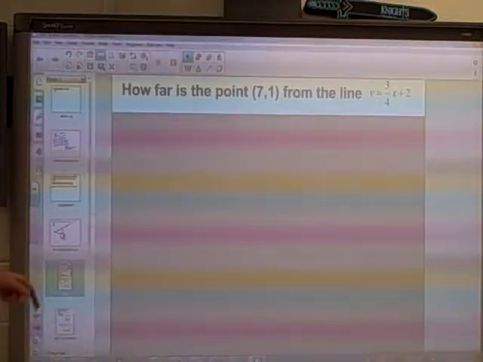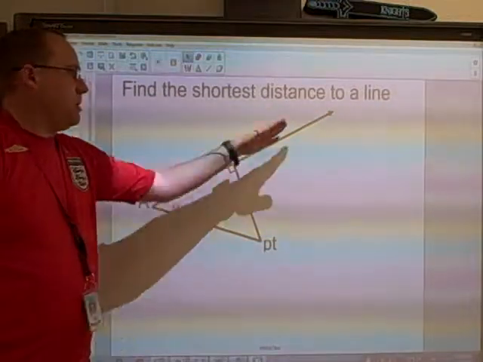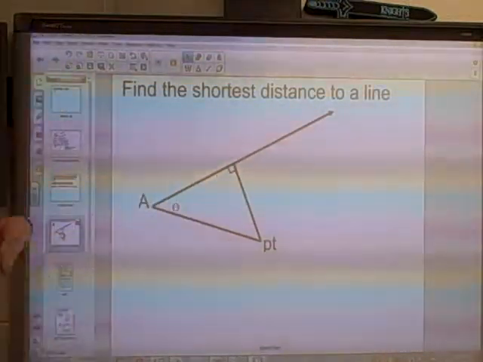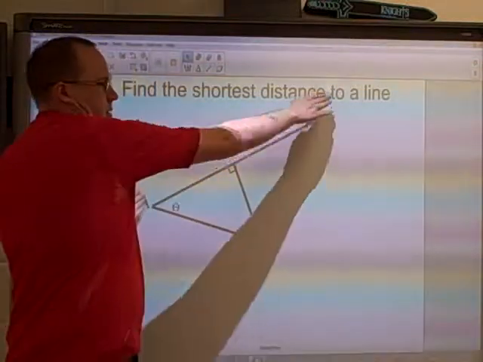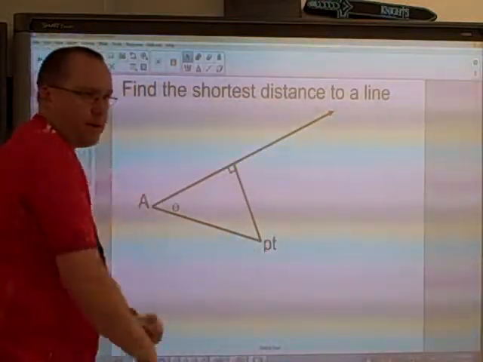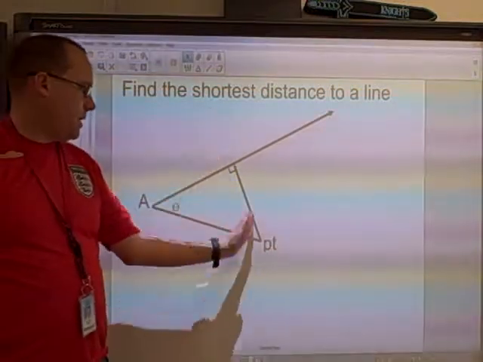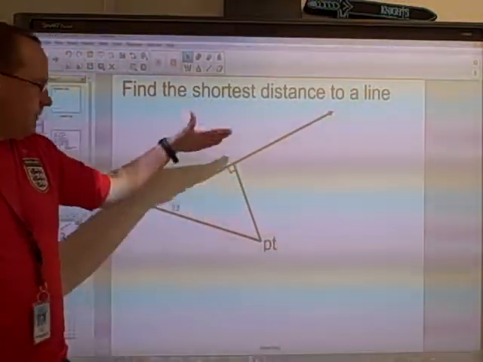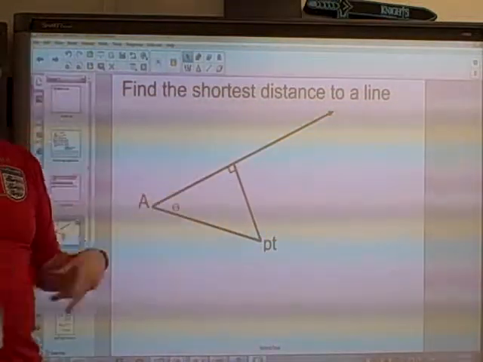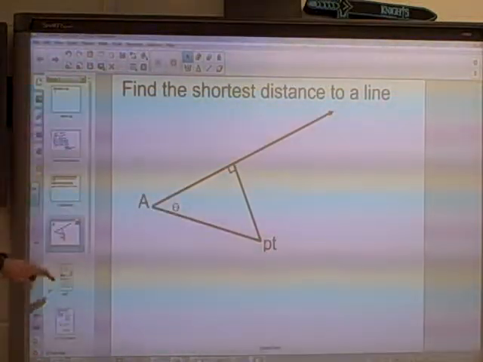So, we already said that this line here is going to be perpendicular to this line here. So, what I'm really trying to find is how far it is from here to here, given this equation here, and given this point down here. So if I can find the equation of this line, find where it intersects with this line, and then find the length between those two points, then that should solve my problem.